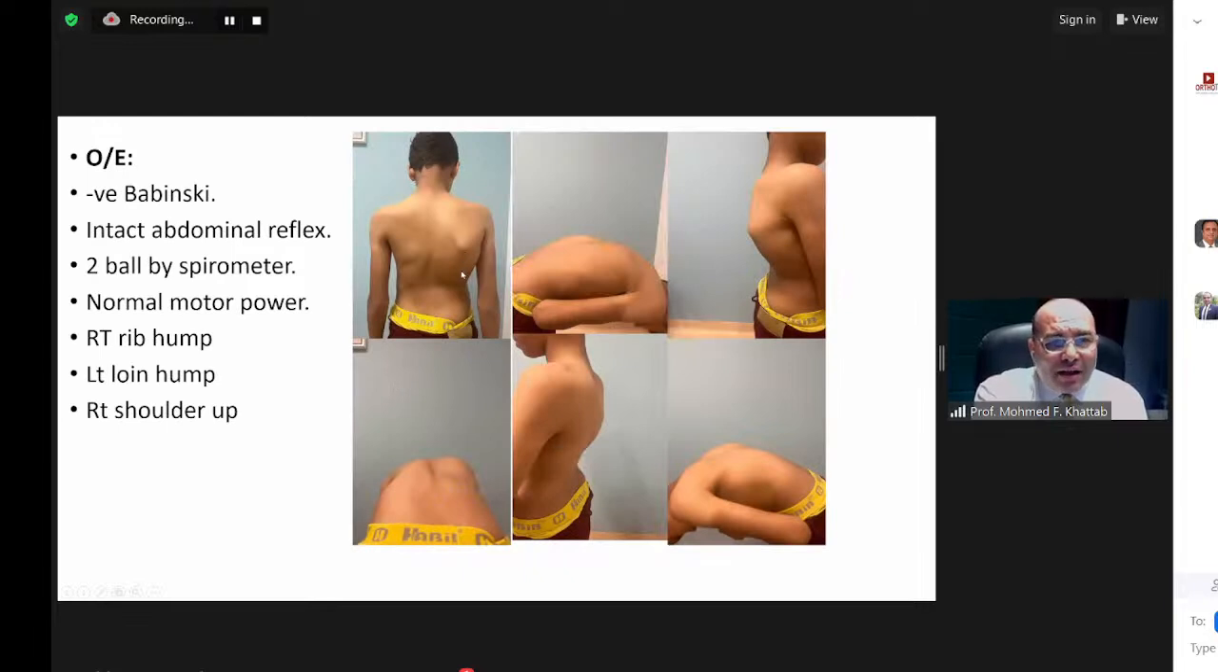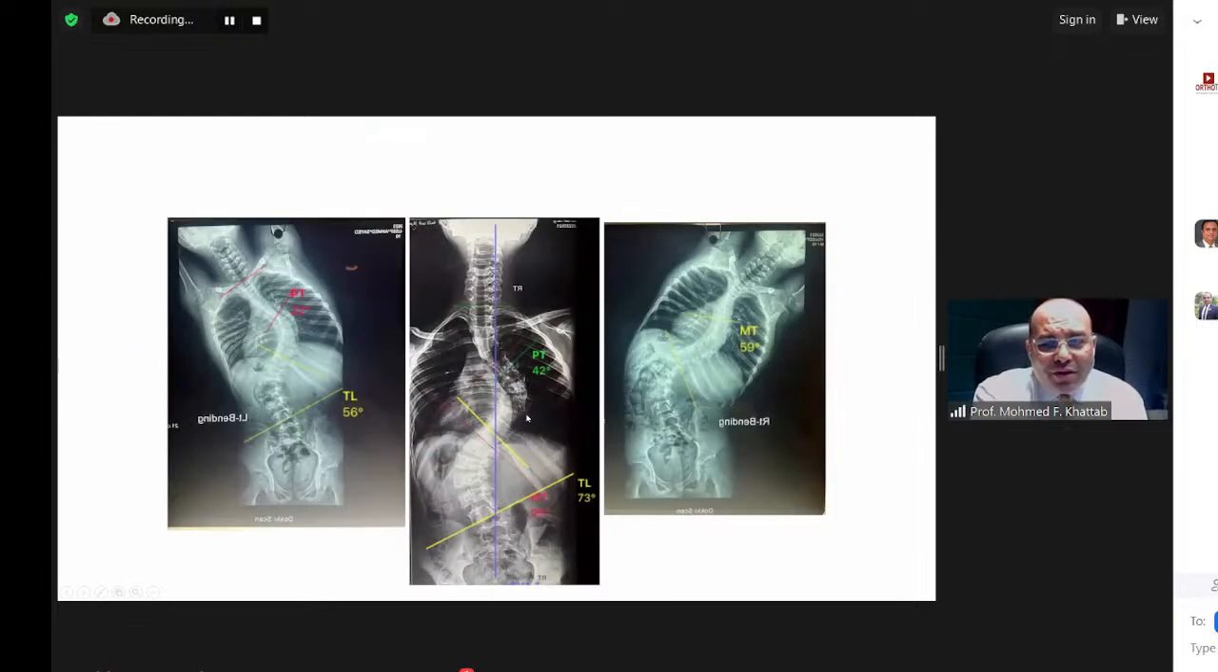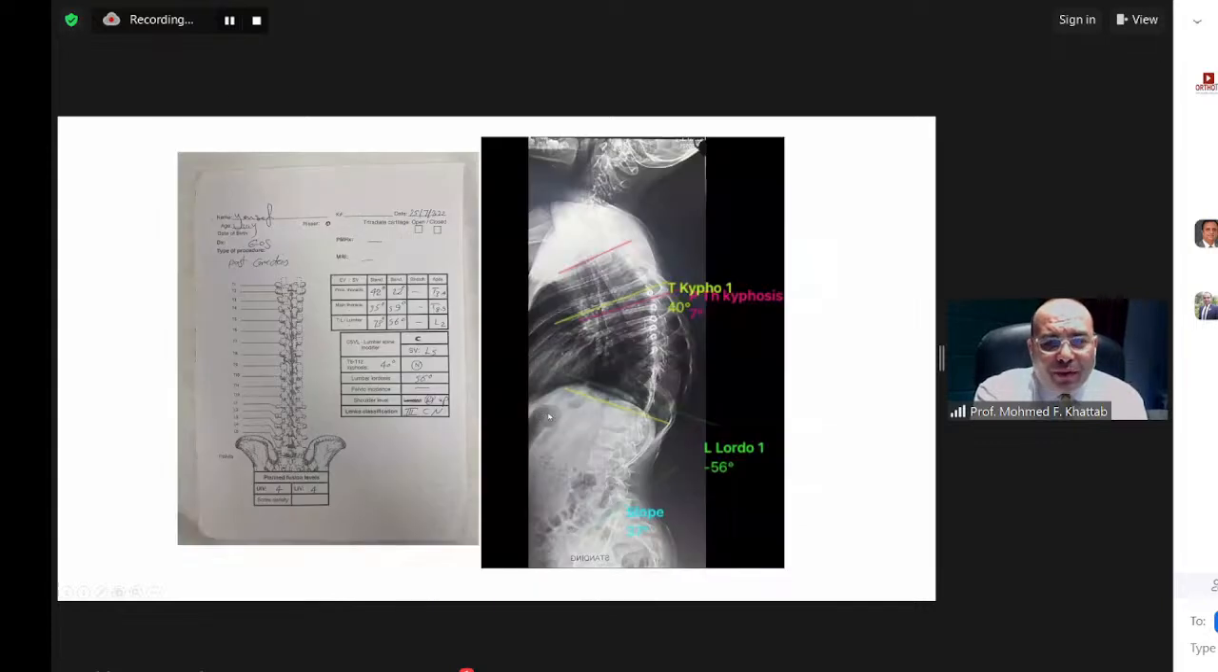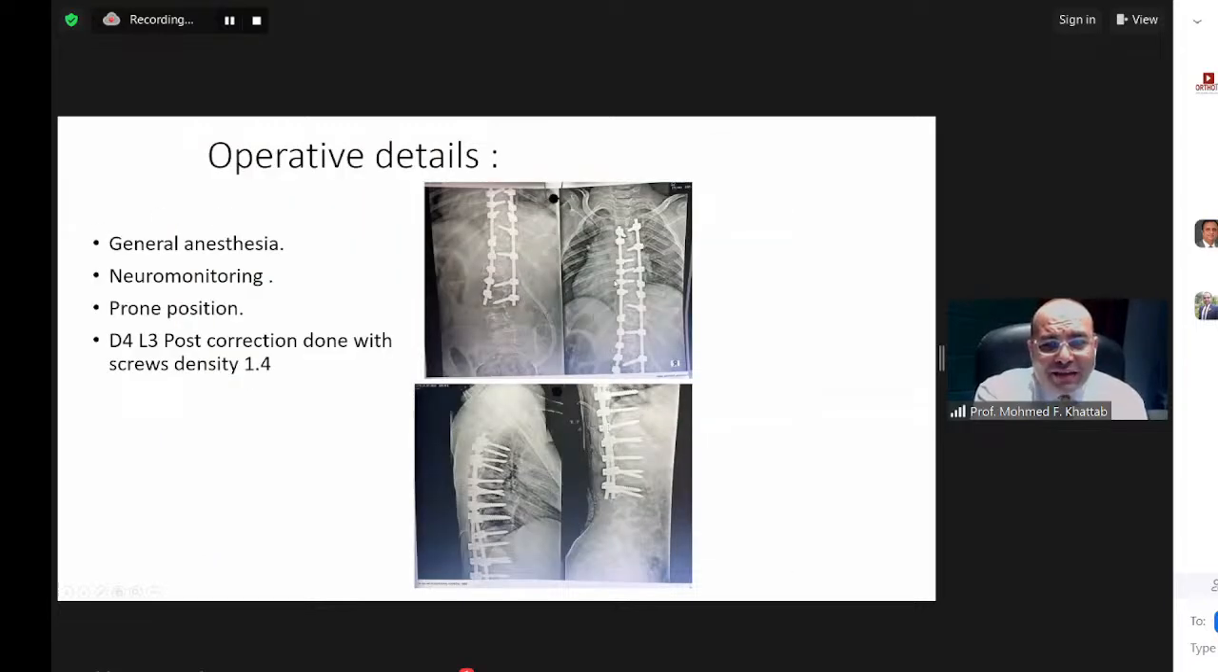This is the right rib hump. And we measured the cobb angle of the patient, and we decided it is a Lenke 3 and the candidate for D4 to L3 fixation. And this is the correction which we could achieve.